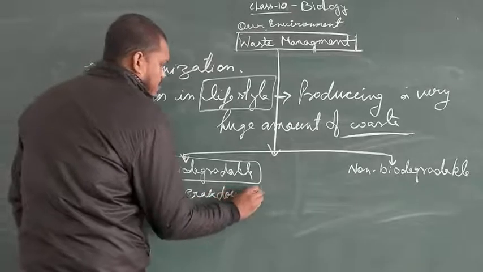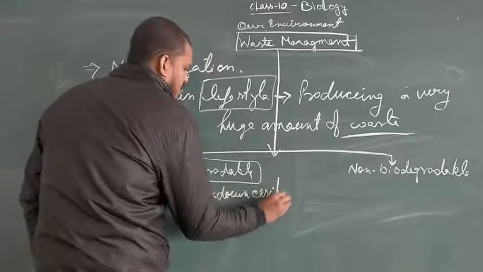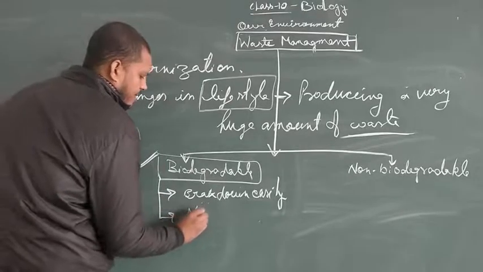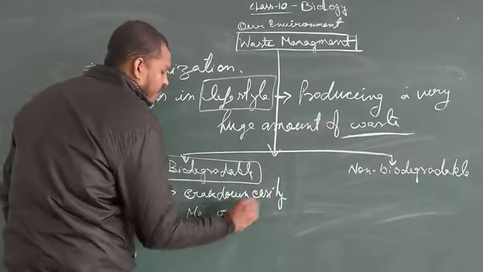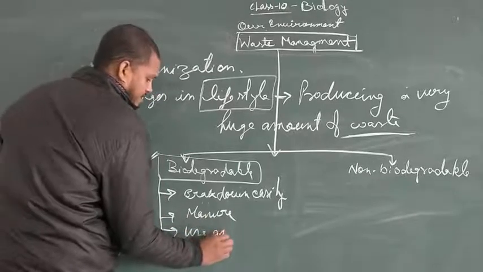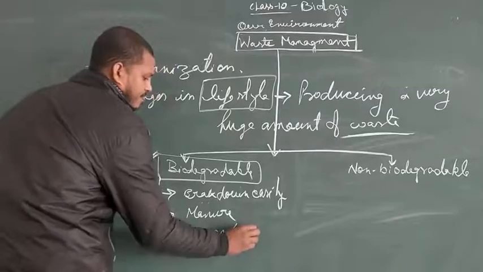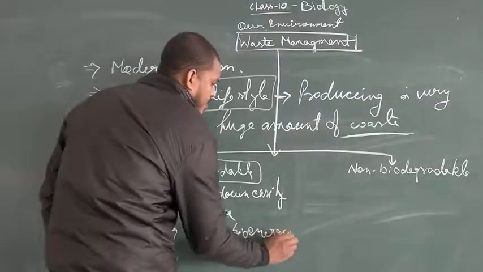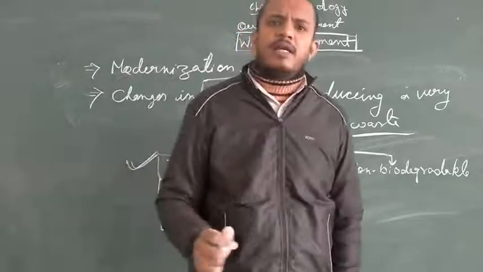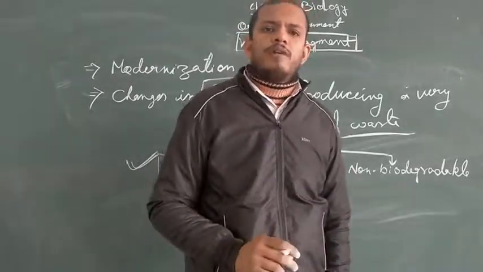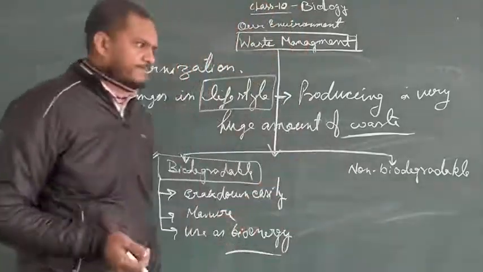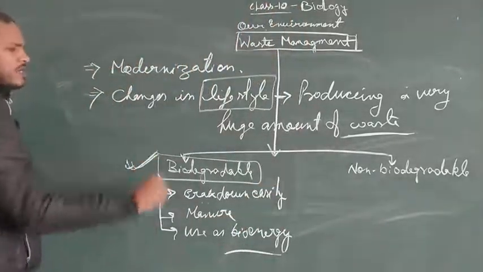Biodegradable products can be broken down easily. They provide manure, biofertilizer, and can be used for the production of bioenergy like biogas, which can be produced from biodegradable waste, cow dung, paddy waste and such. So this is not a problem.